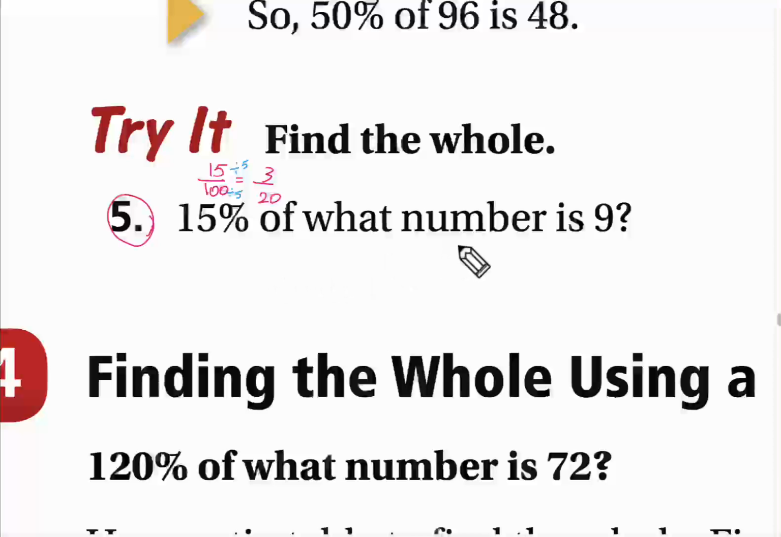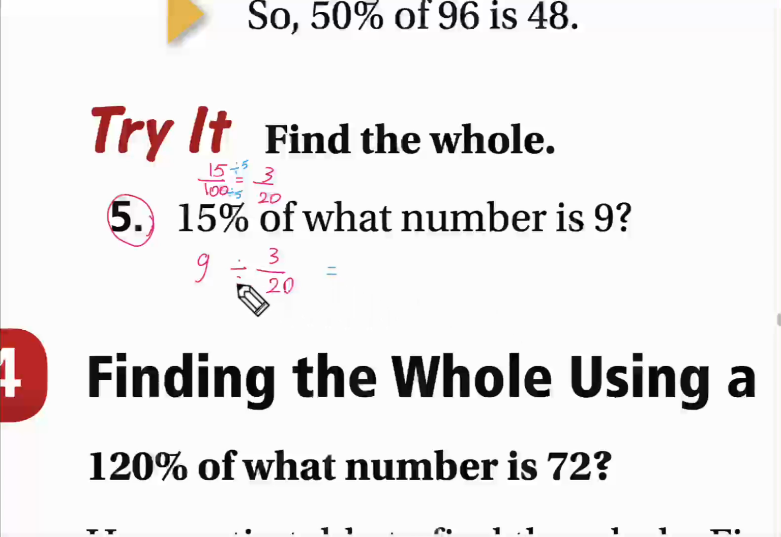Now we need to find the whole. Should we multiply the percent by the number or divide the number by the percent? The number by the percent. Okay, so we are dividing 9 divided by 3/20. Okay?